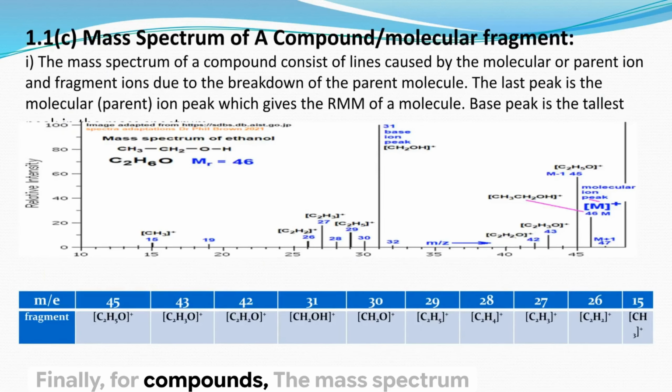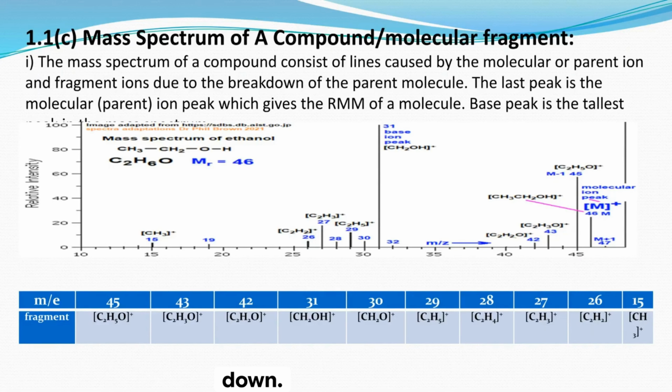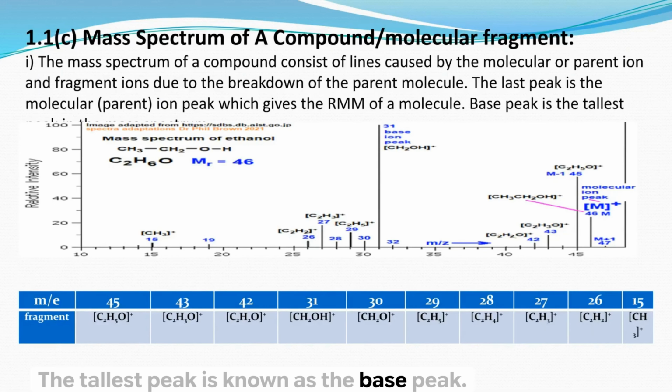Finally, for compounds, the mass spectrum identifies both the molecular ion, which provides the molecular mass, and various fragment ions created as the molecule breaks down. The tallest peak is known as the base peak.